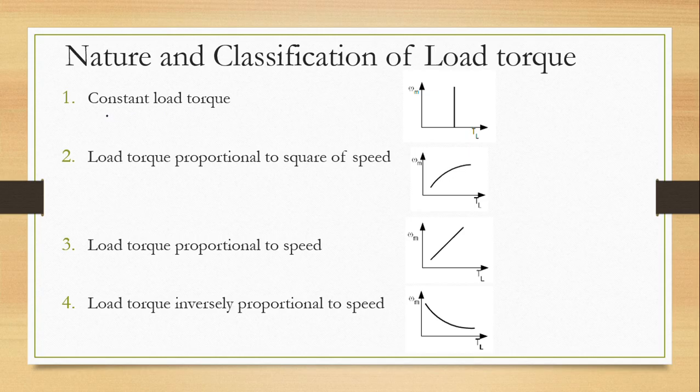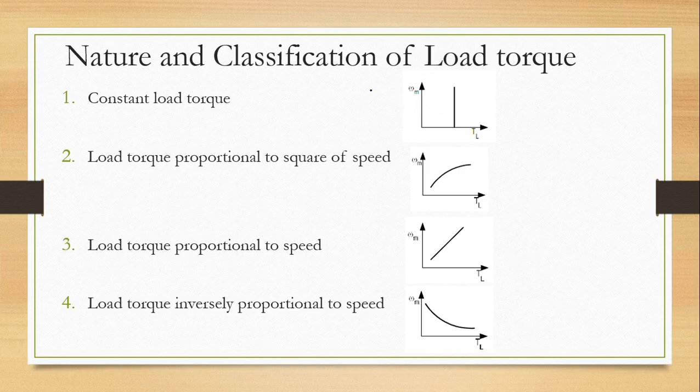You have the constant load torque, load torque proportional to square of speed, load torque proportional to speed, and the load torque inversely proportional to speed. As the name suggests, from the name itself, the type of load torque is understood. So constant load torque means you can see over here, even if the speed is varying, the speed is on the y-axis and you have the load torque on the x-axis, even if the speed is varying, the load torque is constant throughout.